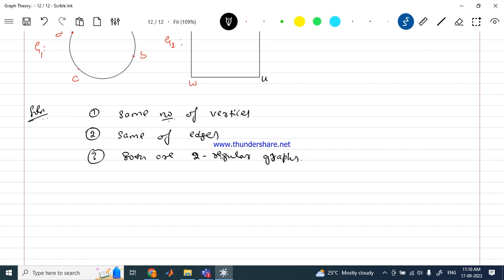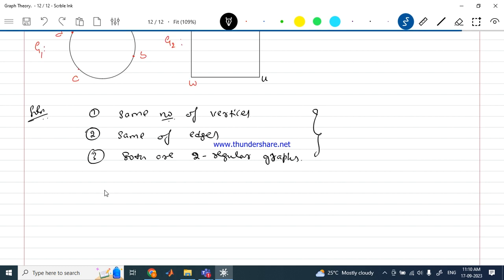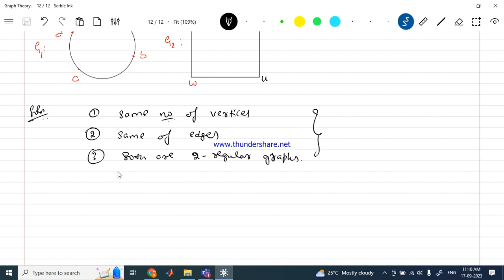Now, if these three conditions are satisfied, only in that case you proceed further to show these two graphs are isomorphic. If any one of the conditions fails, in that case directly you say that the two graphs are not isomorphic. Finished. Now, how do you show this?